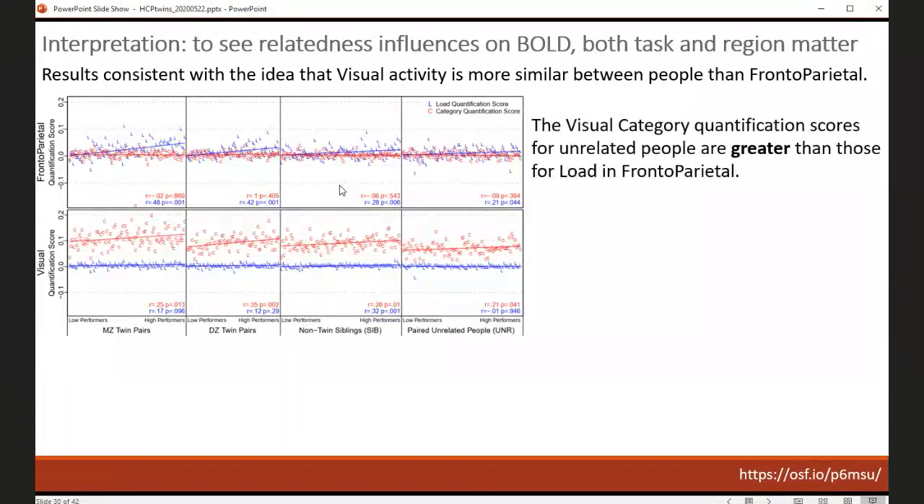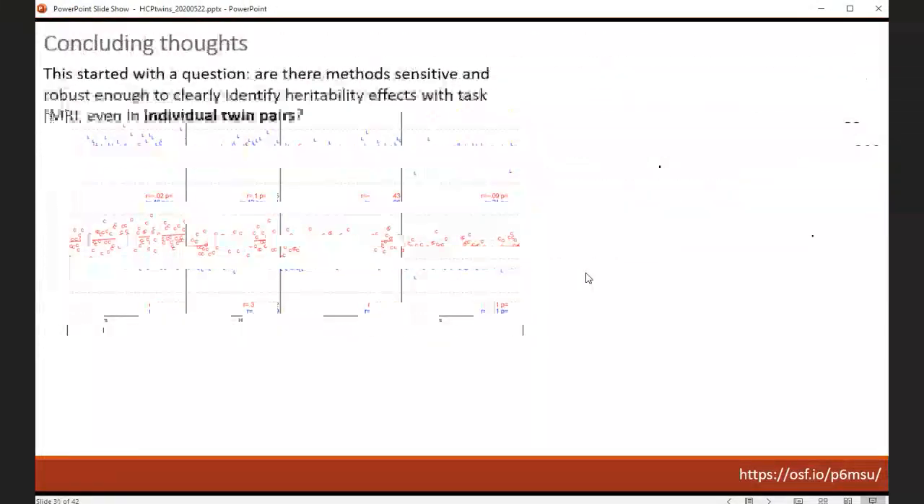activity is more similar between people, because even in these unrelated people, there's a lot more similarity. We still get this split. It doesn't go down to zero, whereas in frontoparietal, it does go pretty much down to zero. In the unrelated people, there just isn't much there. Maybe a teeny bit, but not remotely like down in visual. So I would say, yeah, it does show that. And that's what I just said.